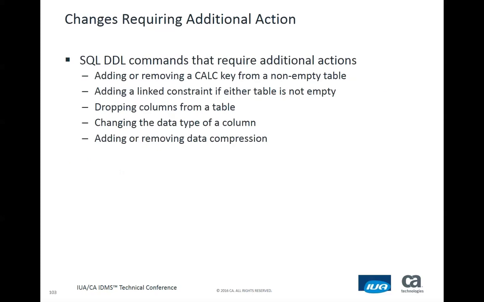Now, some of the things that we want to consider in terms of additional action. Again, not an all-inclusive list, but some of these things that may require additional actions. Adding or removing a calc key from a non-empty table. So we said that to be able to deal with or add calc characteristics to a table, the table must be empty. So we'll talk about those types of changes. Adding a linked constraint if either table is not empty. Dropping columns from a table. Changing the data type of a column.